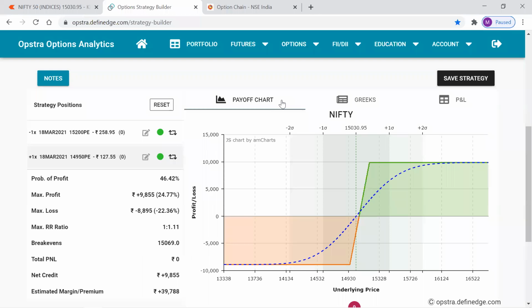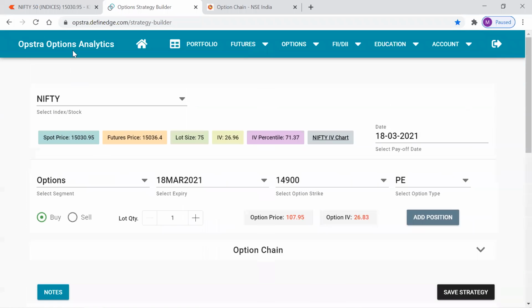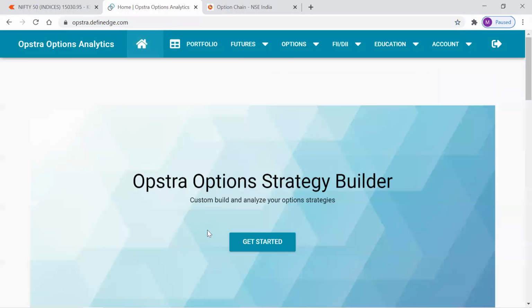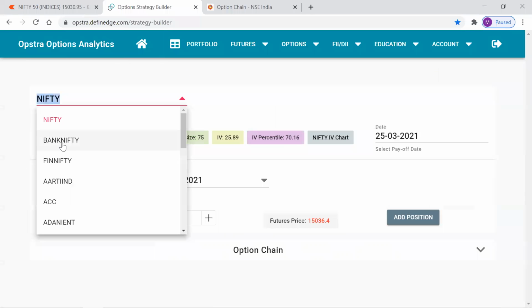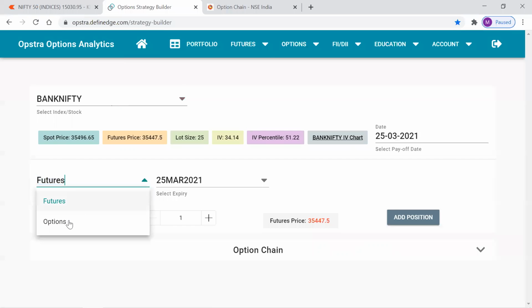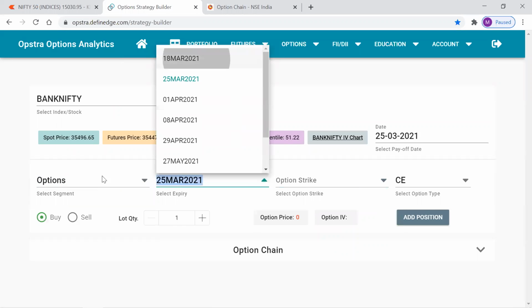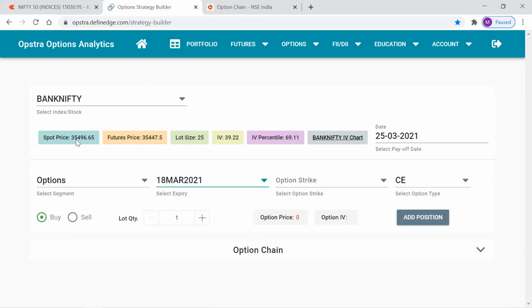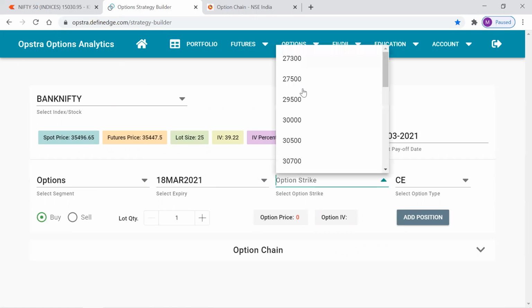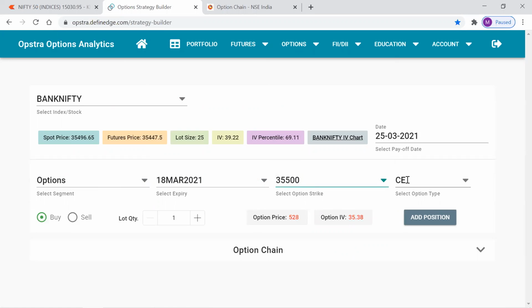All right. Let me implement this with Bank Nifty and explain you guys clearly. Okay. So Bank Nifty, and let me select options. Then let me select nearest expiry. Then what is ATM? 35,500. Okay. So 35,500. This is 35,500, and I'm gonna select put.